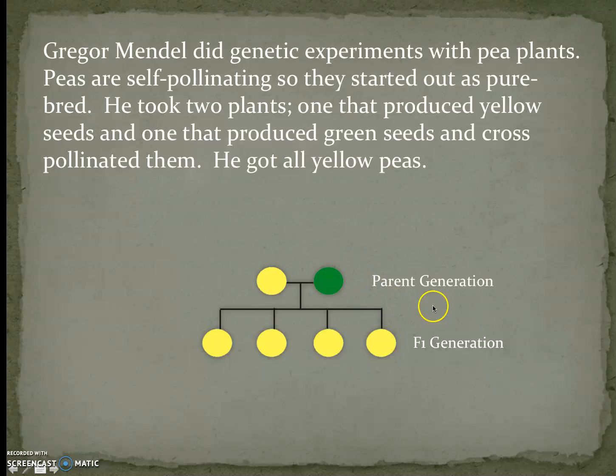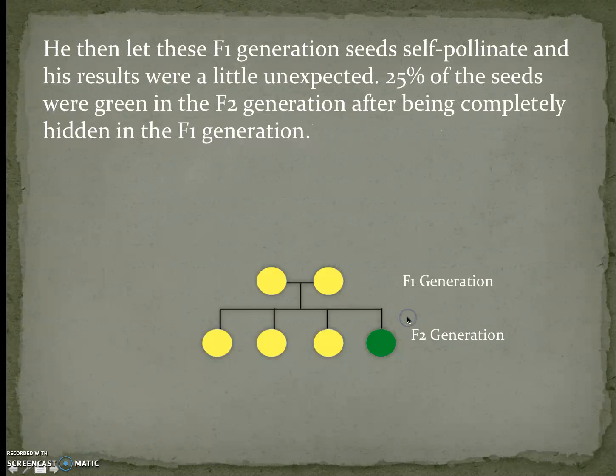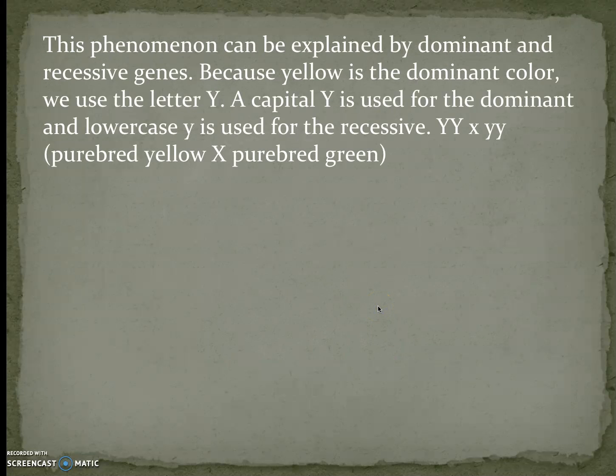We call this the parent generation, and what he got in the F1 generation was all yellow. He allowed these F1 generation seeds to self-pollinate, and his results were a little unexpected. 25% of the seeds were green in the F2 generation after being completely hidden in the F1 generation. This phenomenon can be explained by dominant and recessive genes and the tool of Punnett squares.